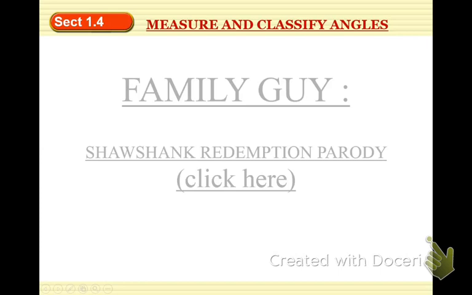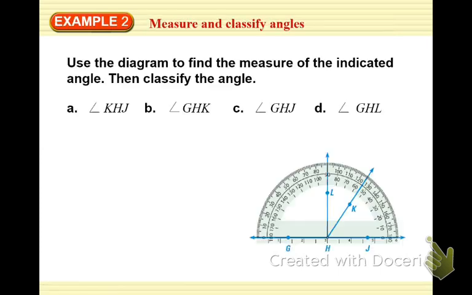All right, so a little Family Guy humor there. Acute, obtuse. Okay? Use the diagram to find the measure of the indicated angle, then classify the angle. Can you take 2.5 minutes and find those real quick? Got your protractor? I'll give you 2.5 minutes to work on that.